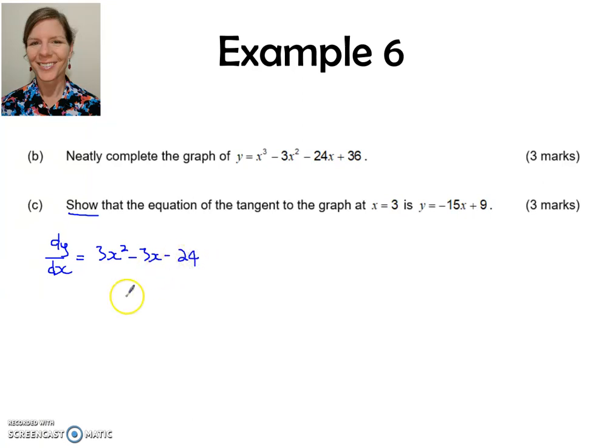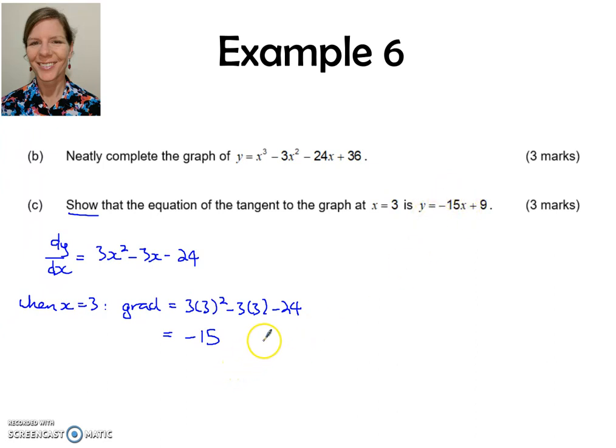When x equals 3, we can put that 3 in there, so we have 3 times 3 squared, take 6 times 3, take 24. And that's where you get your minus 15, which is good. That's what we're expecting, so far so good.